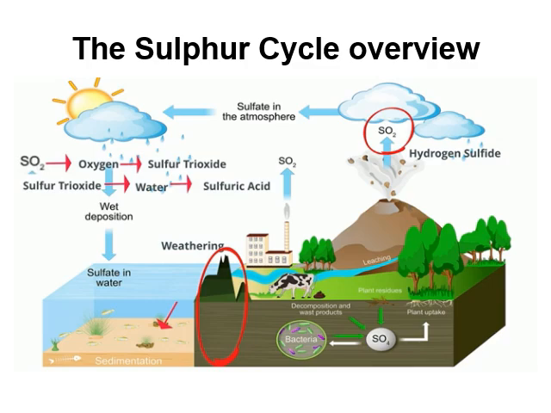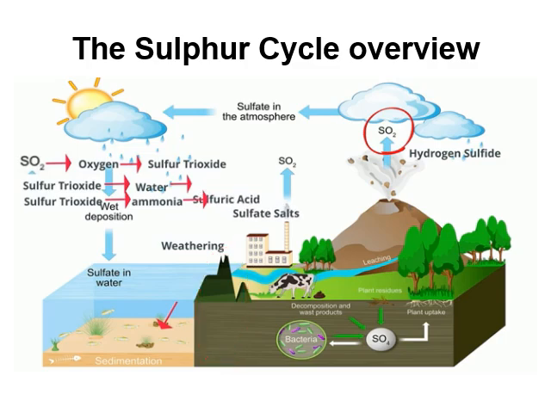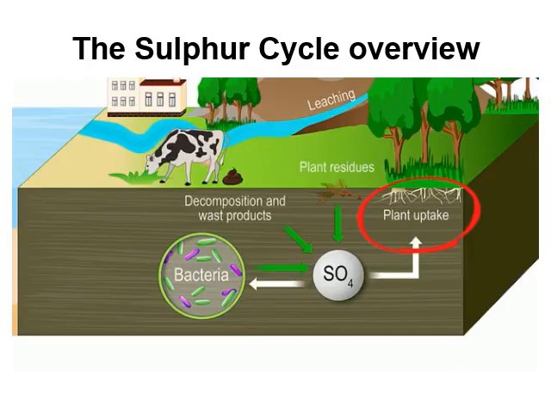Sulfur trioxide also reacts with the ammonia in the atmosphere to produce sulfate salts. The sulfuric acid and sulfate salts fall to the earth by precipitation like rainfall. The soil absorbs these sulfate salts. Plants then absorb the sulfur by absorbing the sulfate salts from the soil.